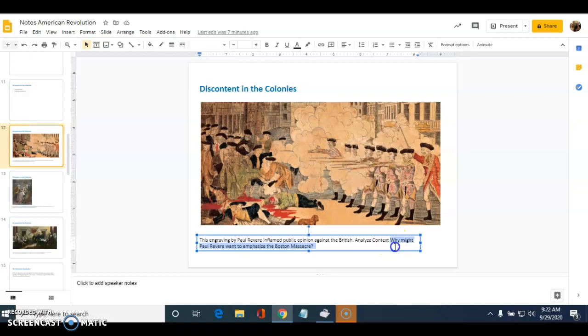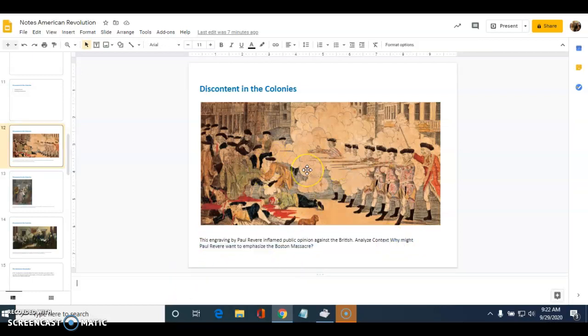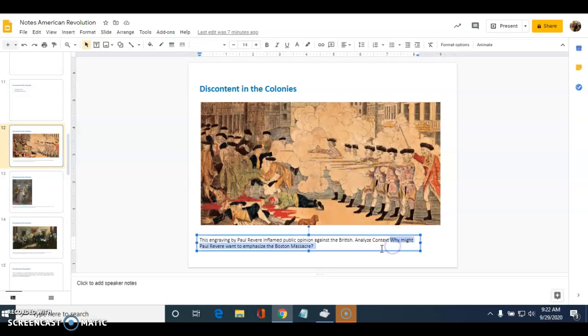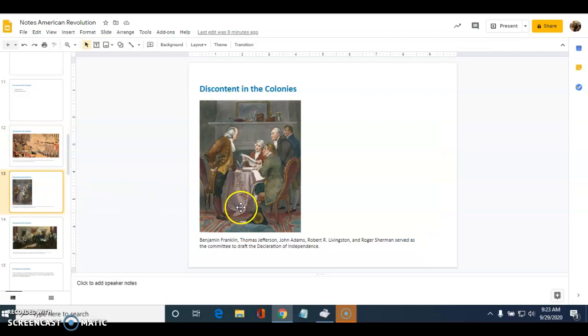Like, why would Paul Revere want to emphasize the Boston Massacre? This picture spread like wildfire through the colonies. And they didn't have Twitter. And you can kind of relate that to some things that are going on in our country now with violence of authority against civilian population. You can make your own conclusions, but why would Paul Revere, who wants to rebel against England, spread that?